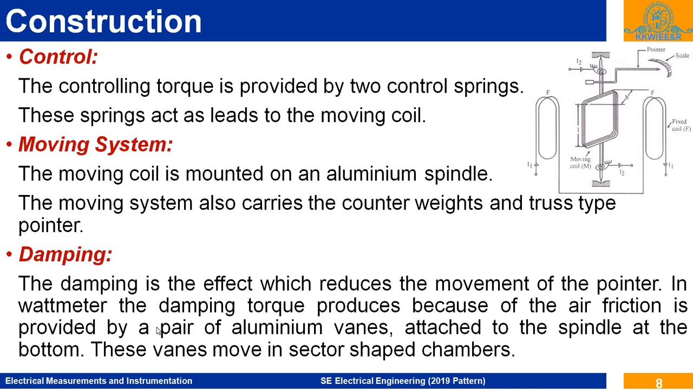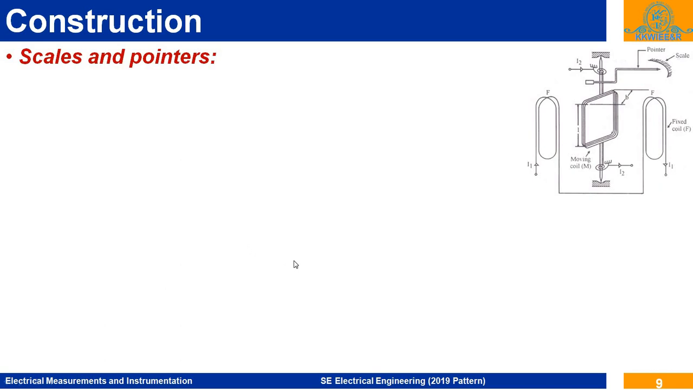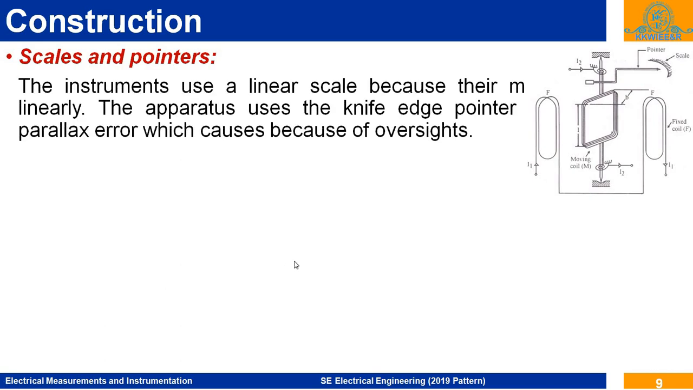In a wattmeter, the damping torque is produced by air friction, provided by a pair of aluminum vanes attached to the spindle at the bottom, and these vanes move in a sector shaped chamber. So air friction damping is used in the electrodynamometer wattmeter. Next is the scale and pointer.